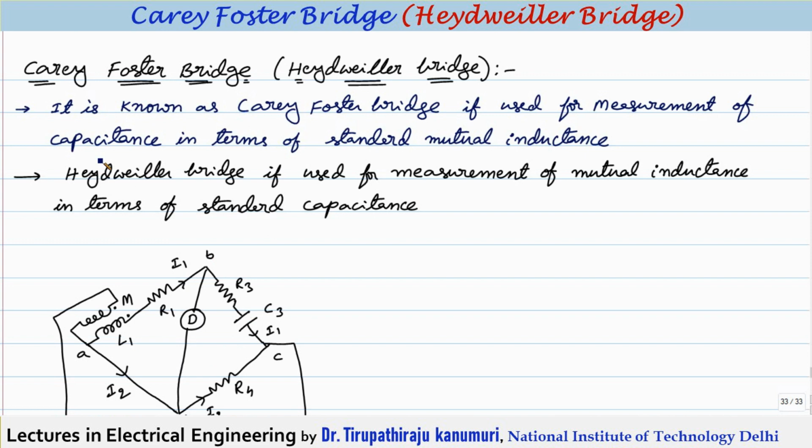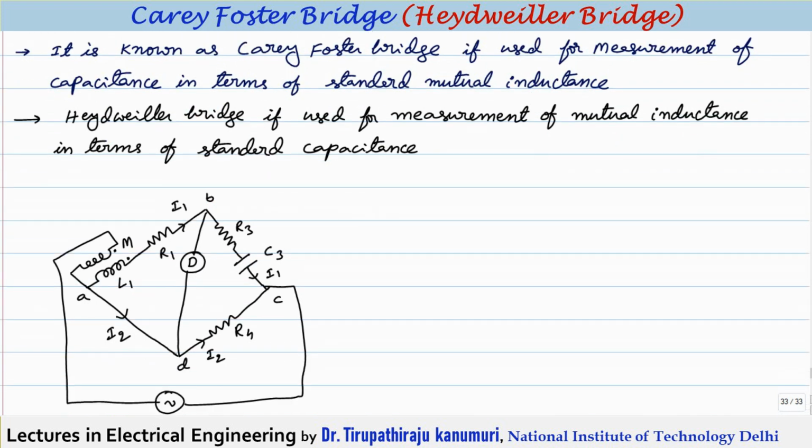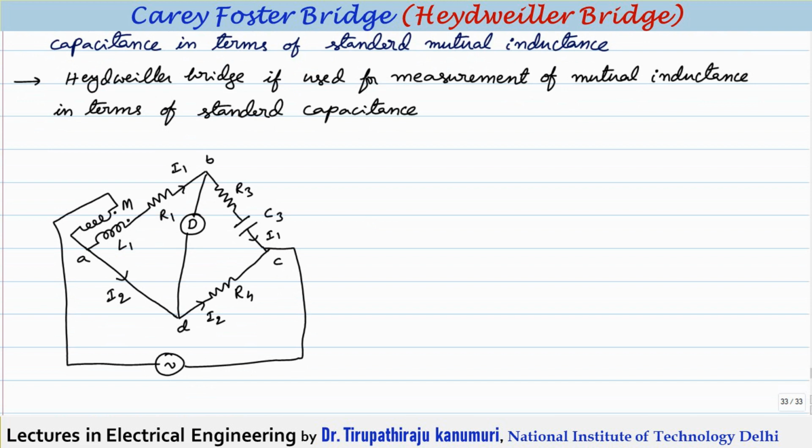But in order to differentiate, it is known as the Carey-Foster bridge if used for measurement of unknown capacitance in terms of standard mutual inductance, and it is called the Heyd-Willer bridge if it is used for measurement of mutual inductance in terms of standard capacitance. That means if you are measuring the mutual inductance, it is called the Heyd-Willer bridge, and if you are measuring the value of capacitance, it is called the Carey-Foster bridge. Only that is the difference between these two.